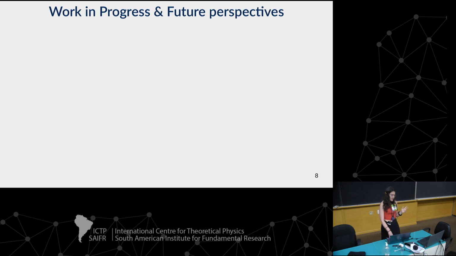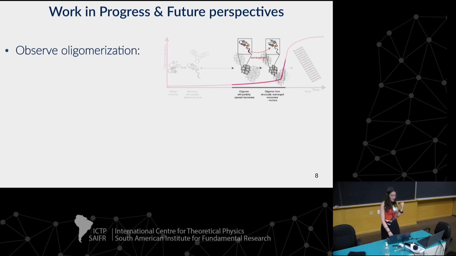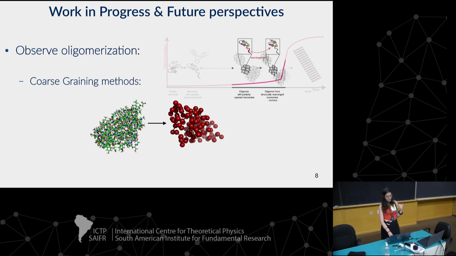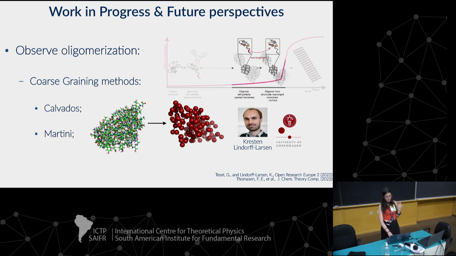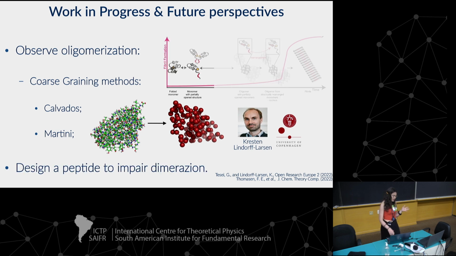So what I plan to do, what I'm doing now. First, in the future, I would like to shift my focus to oligomerization. And to do so, I would like to try to use coarse graining, such as Calvados and Martini, that I've been trained to use in the lab of Professor Kresten Lindorff-Larsen in Copenhagen, whom I thank even if he's not here.